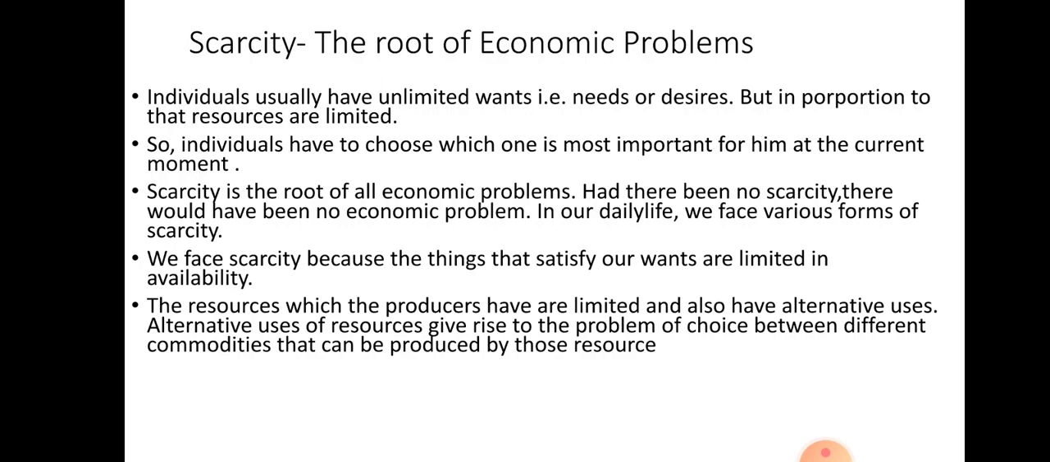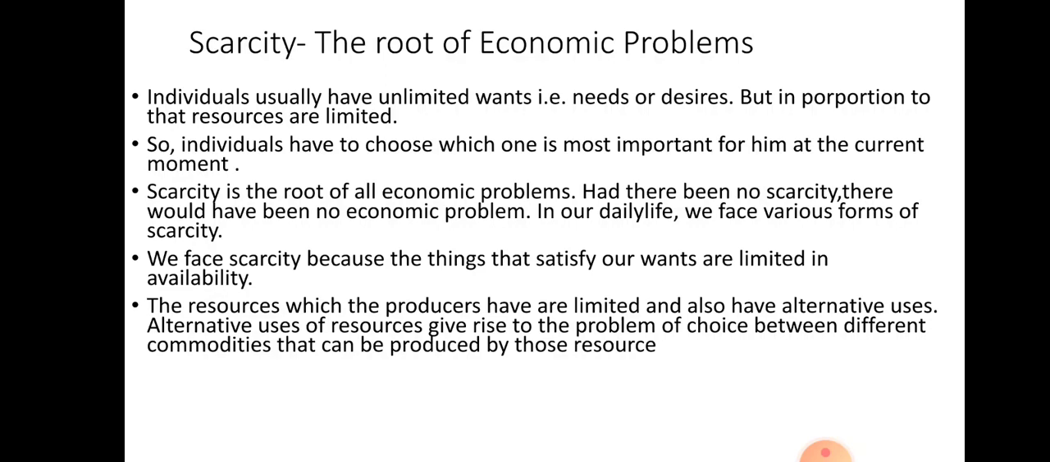We have already discussed that individuals usually have unlimited wants, needs or desires, but in proportion to that, our resources are limited. So individuals have to choose which one is most important for them at the current moment, and therefore scarcity is considered as the root of all economic problems, because if there were no scarcity, there would have been no economic problem, right?